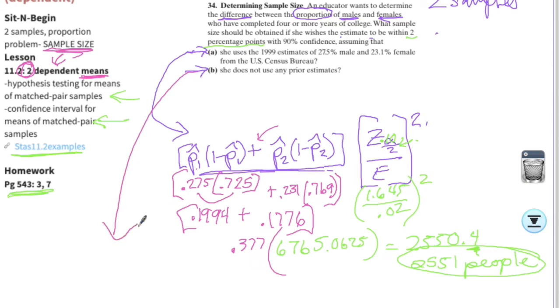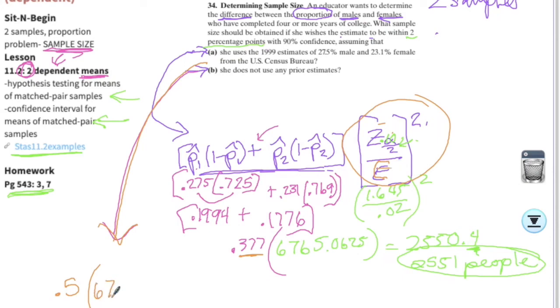Okay? In part B, and let me just actually switch over to orange. In part B, because you don't have any prior estimates, you're going to automatically use 0.5 instead of doing all of this work to get this number. And you're going to times it by the exact same piece that we have here. Our confidence interval hasn't changed, right? It's a 90% confidence, so that z-score is the same. It's still within 2 percentage points, so our e is going to be the same. We're still going to have to square it after the fact.